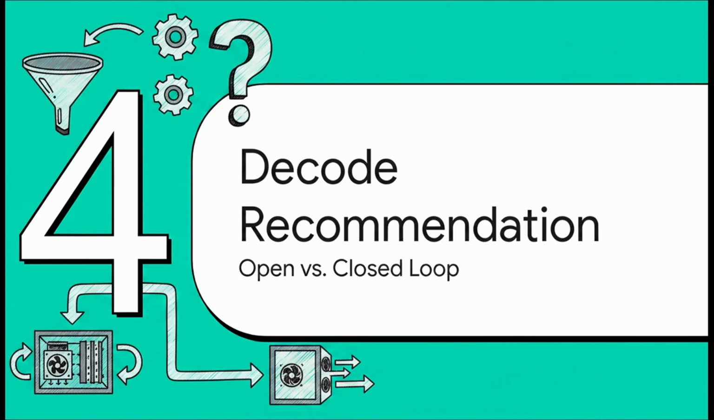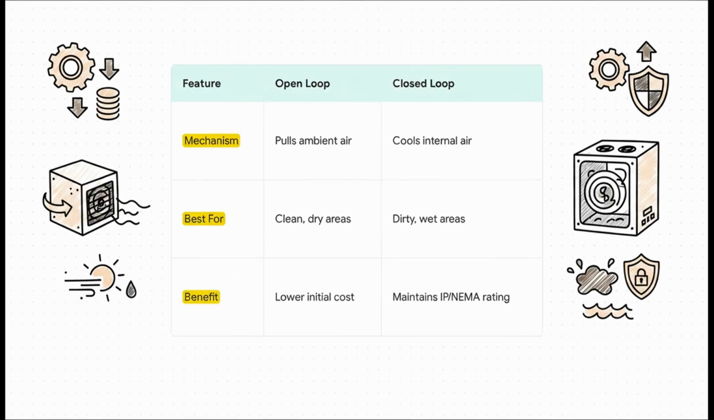Open loop solutions, such as filter fans, bring outside air into the enclosure to remove heat. They are simple, cost-effective, and work well in clean, dry environments where outside air is suitable for cooling. However, they are not appropriate for applications where the surrounding air contains dust, moisture, oil, chemicals, or other contaminants.